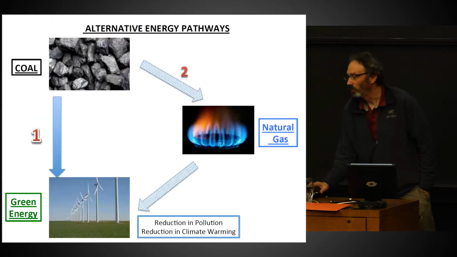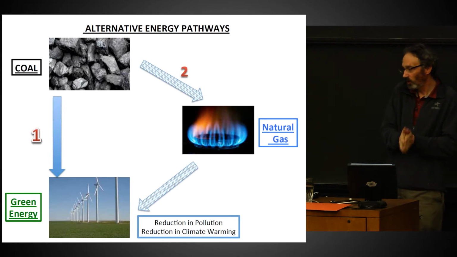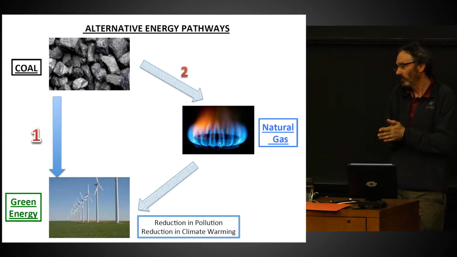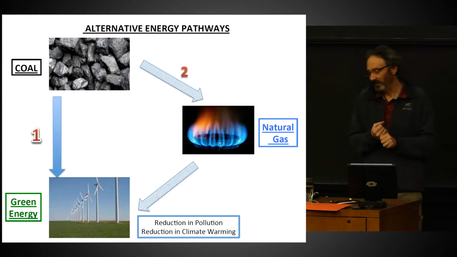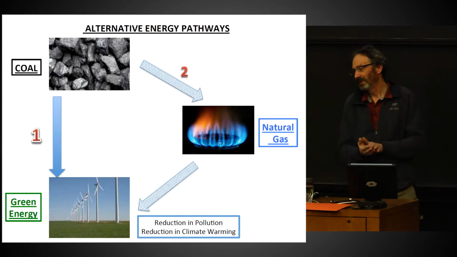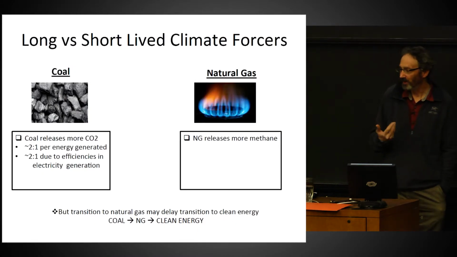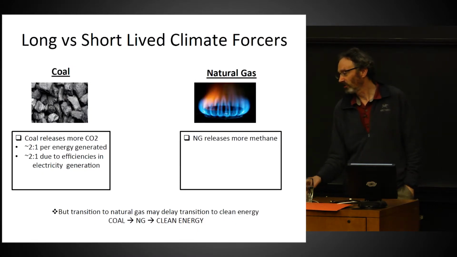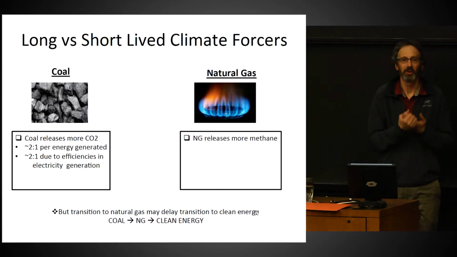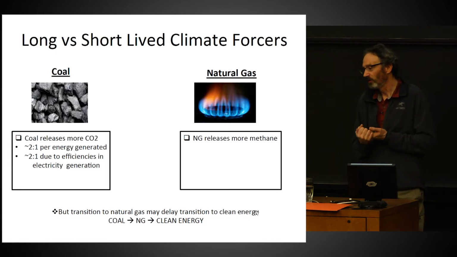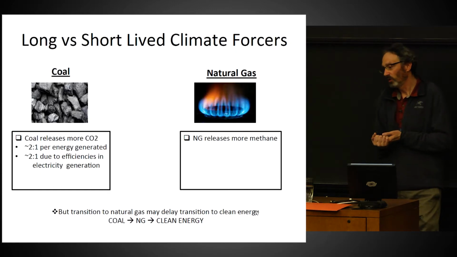Okay, so we talked about these alternative energy pathways. One is to go from coal to green energy. One is to go from coal to natural gas to green energy. And we talked about some of these different scenarios. The coal releases more CO2 by quite a bit. The natural gas releases more methane. And we talked about some of the differences between releasing CO2 in the atmosphere versus releasing methane. One has a long-term effect, one has a short-term impact.